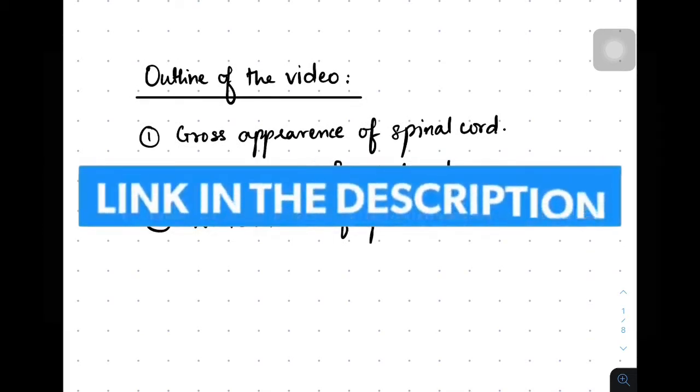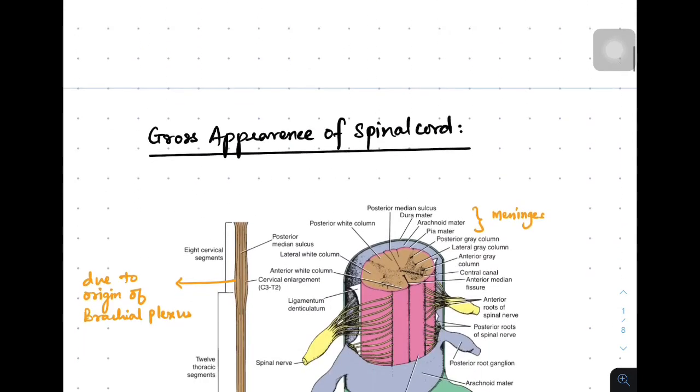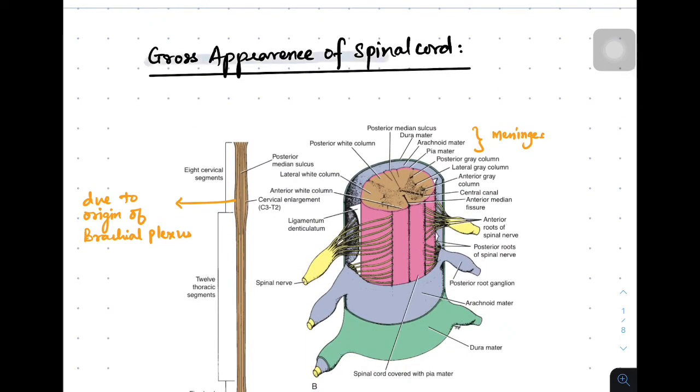So this is the outline of this video. First we'll talk about the gross appearance of the spinal cord, then the gray matter of the spinal cord, then the white matter of the spinal cord. Timestamps will be available in the description. So let's get started. First we have the gross appearance of the spinal cord.